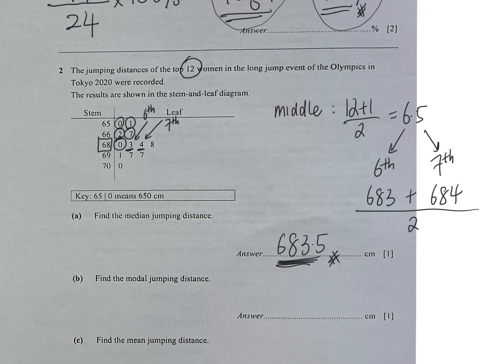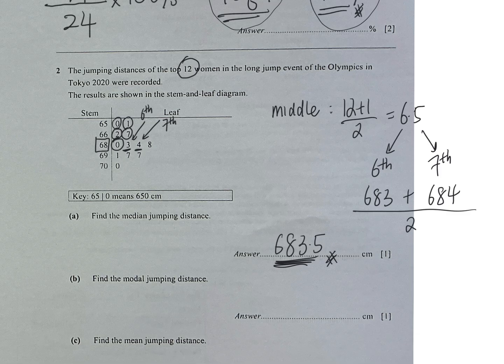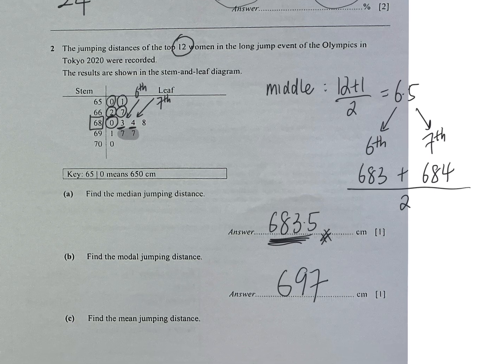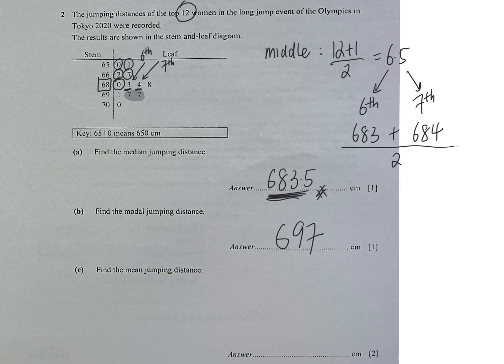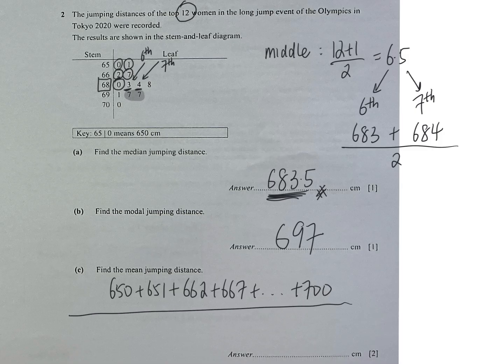Okay? Next one. Mode means the most popular one. If you look carefully, this is the most popular one because there's 2 of them. So the answer is 697. Okay, next one. I want to find the mean. You add everybody's data up. 662, 667. Don't need to write down every single thing. Okay, you can write like this and then divide by a total of 12 of them.